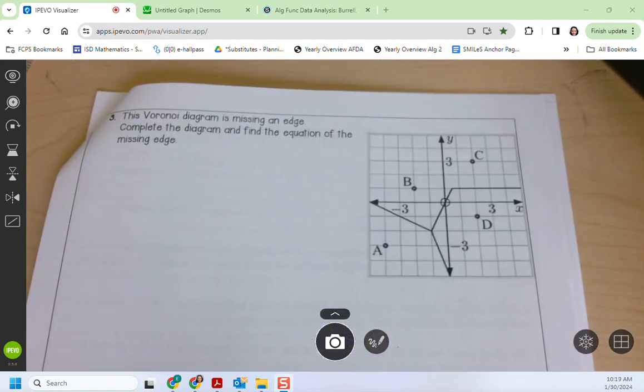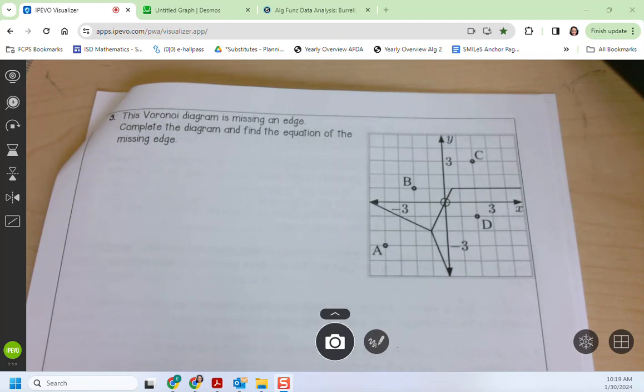All right, this Voronoi diagram is missing an edge. Complete the diagram and find the equation of the missing edge. So remember last class we talked about the equation of lines. They are on the board there behind Andrew and Assam, the different forms of the equation. It didn't even say what form to use. I did slope-intercept myself. It's my favorite, but you can do any form.